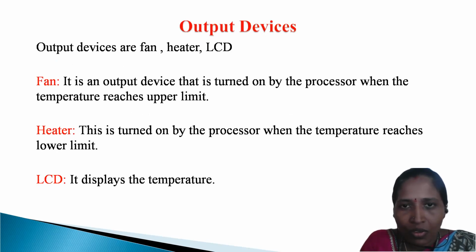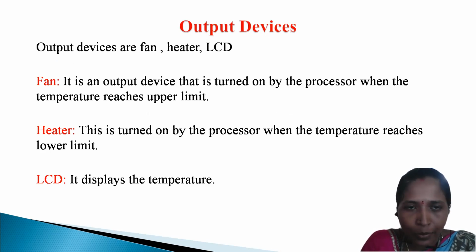And next, output devices. Here the output devices are fan, heater, and LCD. When will the fan work, when will the heater turn on, and what is the purpose of the LCD? Let us discuss here. The fan is also one of the output devices. It is turned on by the processor when the temperature reaches the upper limit, as we discussed earlier.